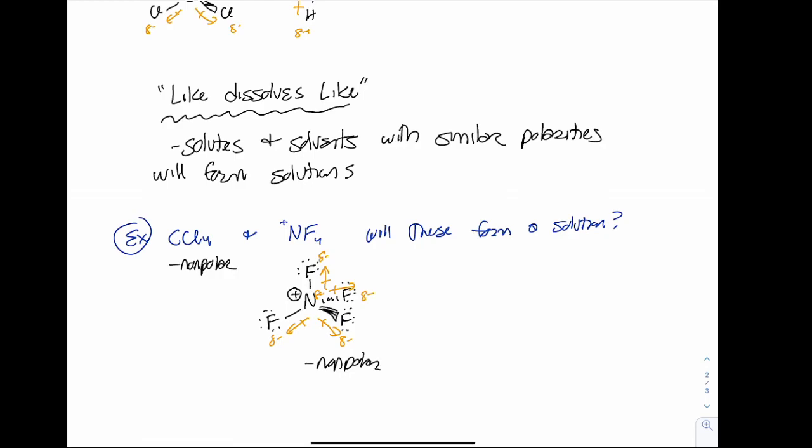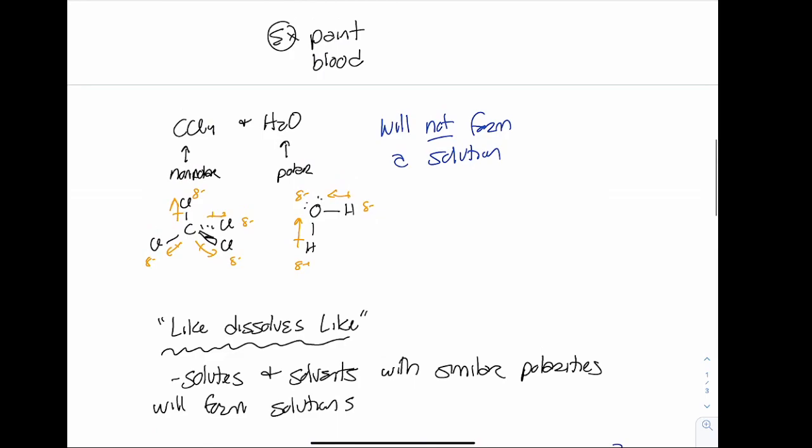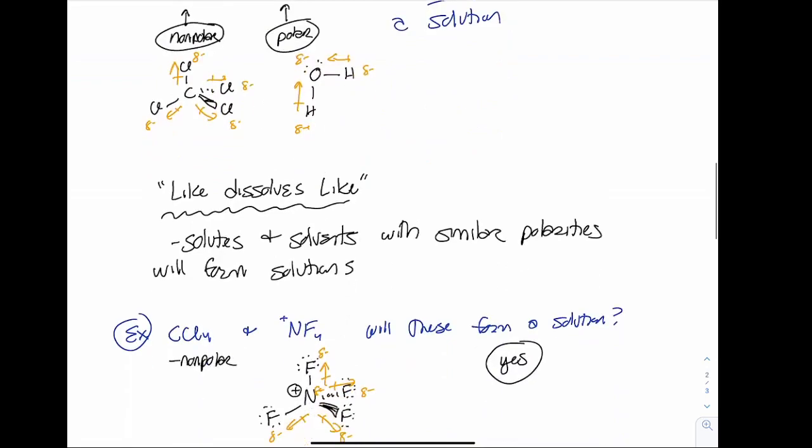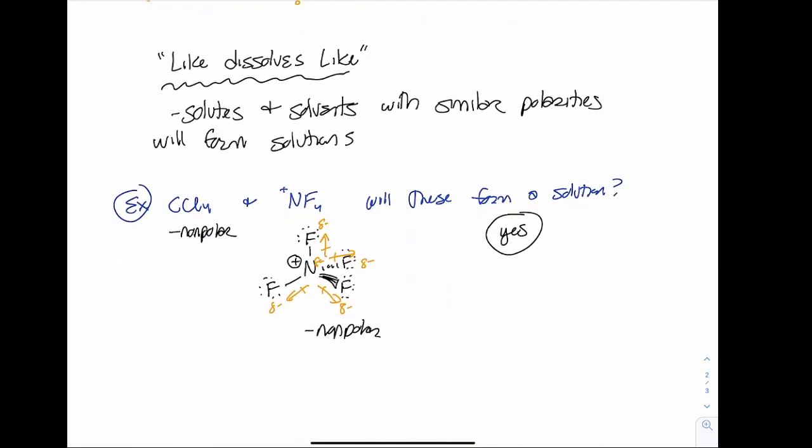I do have a positive charge, but that's my formal charge. That's different than looking at bond polarity, so don't let that trip you up. So nonpolar and nonpolar, will these form a solution? Yes, because they have similar polarities. Same question above, these will not form a solution because one's nonpolar and one's polar. So a typical question I could ask, something like this. So it's taking the concepts that we used in chapter 10, right, determining what types of intermolecular forces they have and then applying it to can I form a solution out of them.